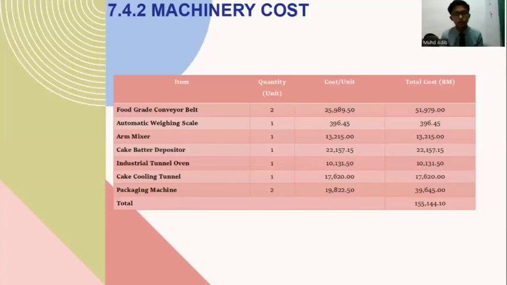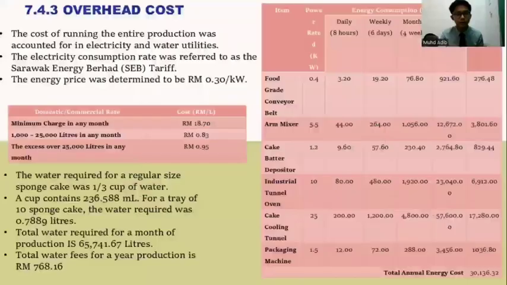As you can see in the table, we have the cost of each unit of the machines. So we come up with the total cost of 151,144 ringgit and 10 cents. As for the overhead cost, the overhead cost is the cost of running the entire production, accounted for in electricity and water utilities.